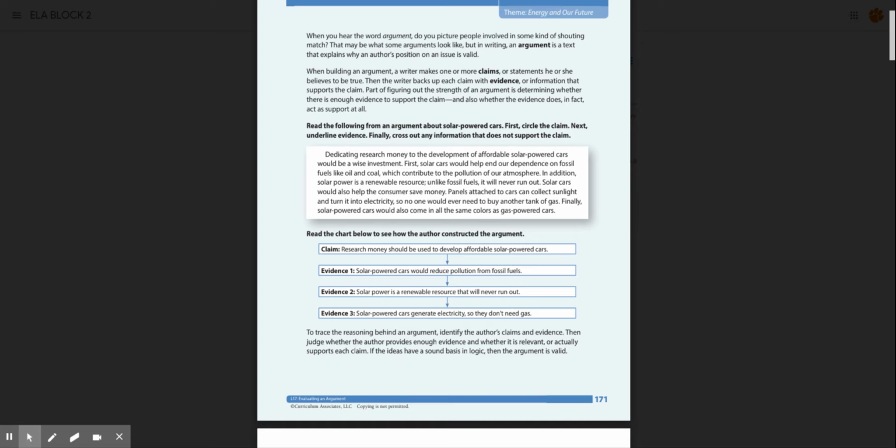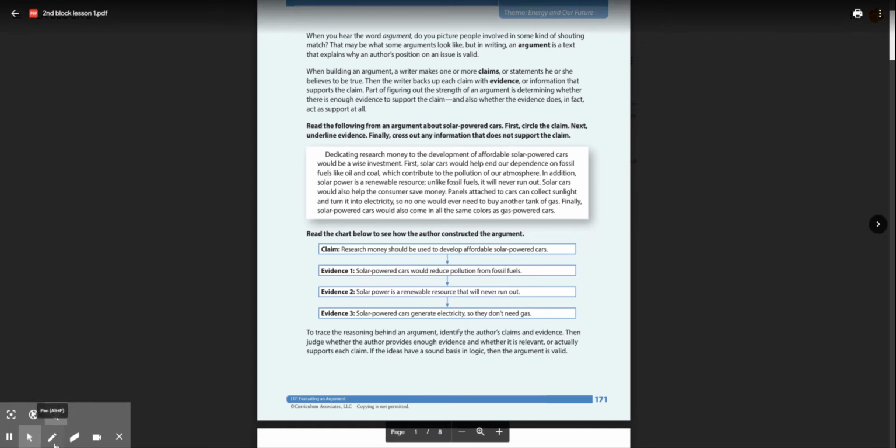It says, dedicating research money to the development of affordable solar-powered cars would be a wise investment. Okay, so that is our claim. They want to give research money to the development of affordable solar-powered cars. Okay, so I'm just going to underline that. That's our claim. Give money to research cars powered by the sun.